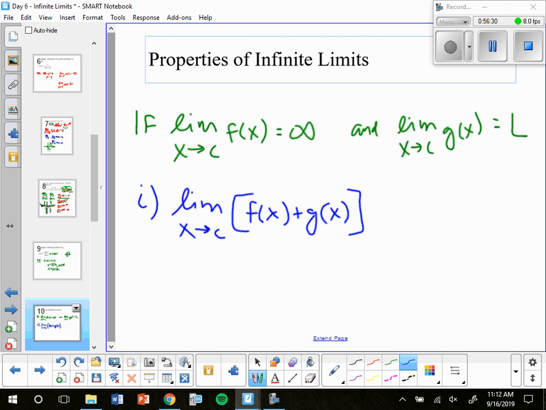What do you think happens if I add those functions together? What's f of x approaching? Infinity. What's g of x approaching? So what are they approaching if you add them together? Infinity plus L, which is just what? Infinity. If one of your limits is going to infinity, then adding on another limit is still going to infinity, as long as that's finite.